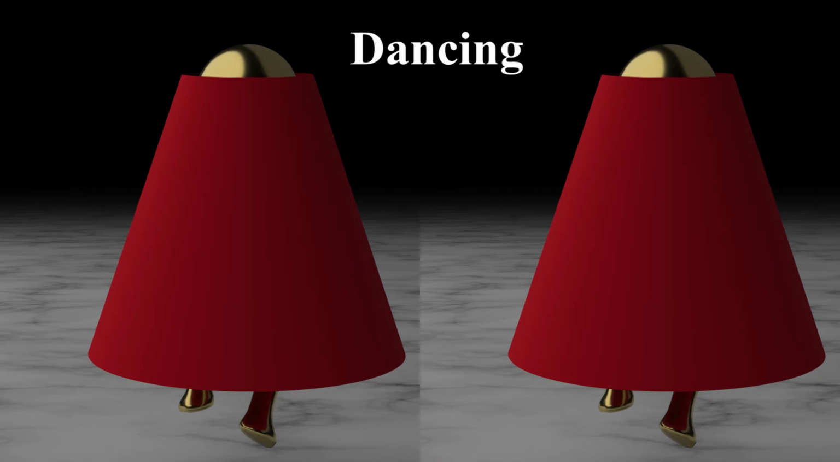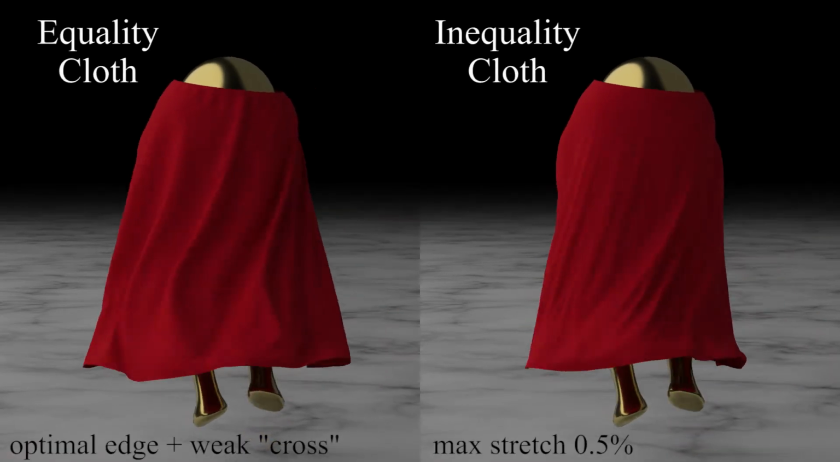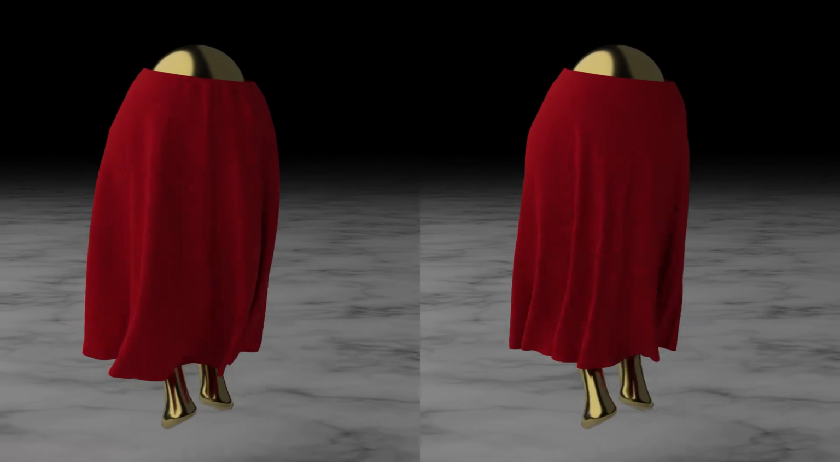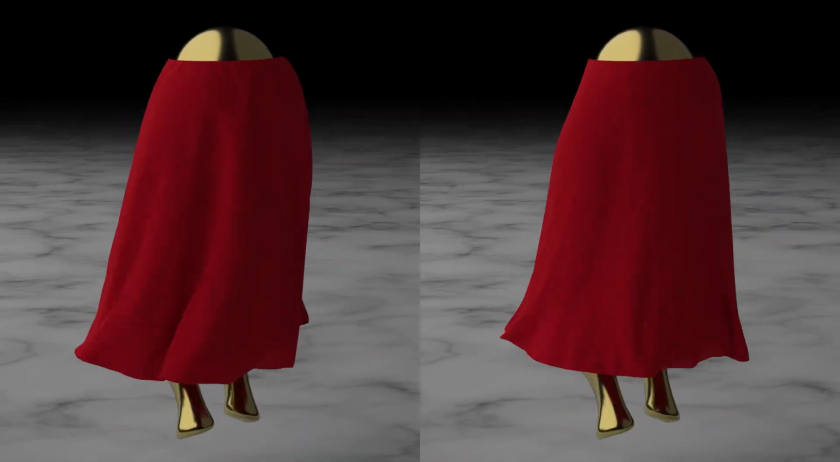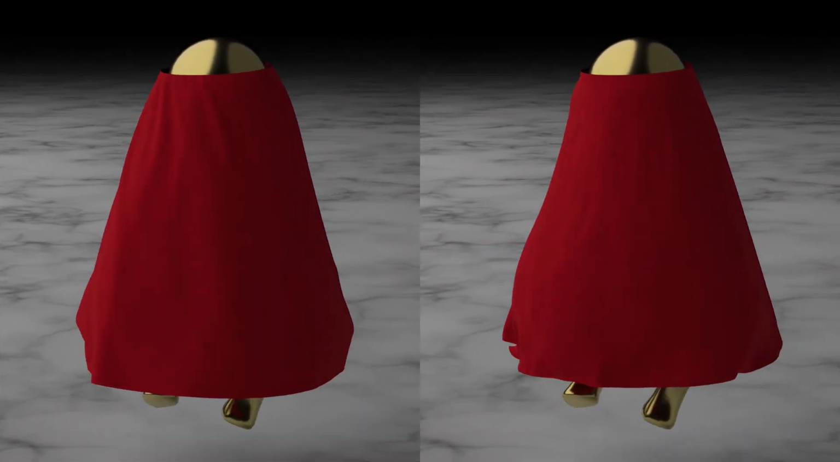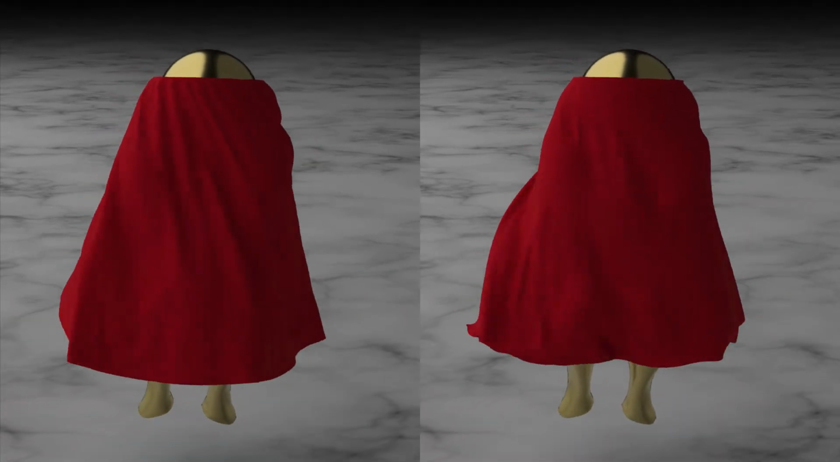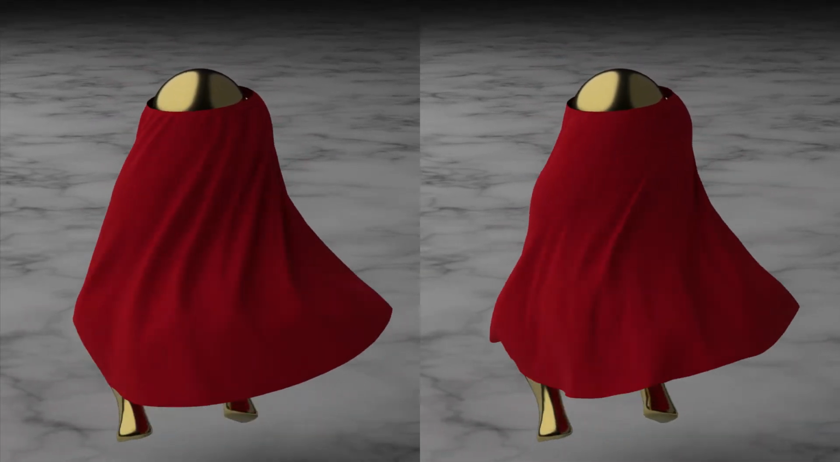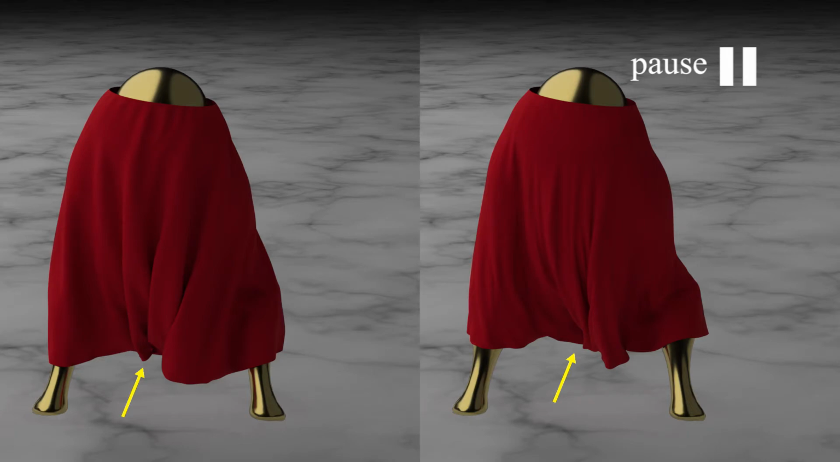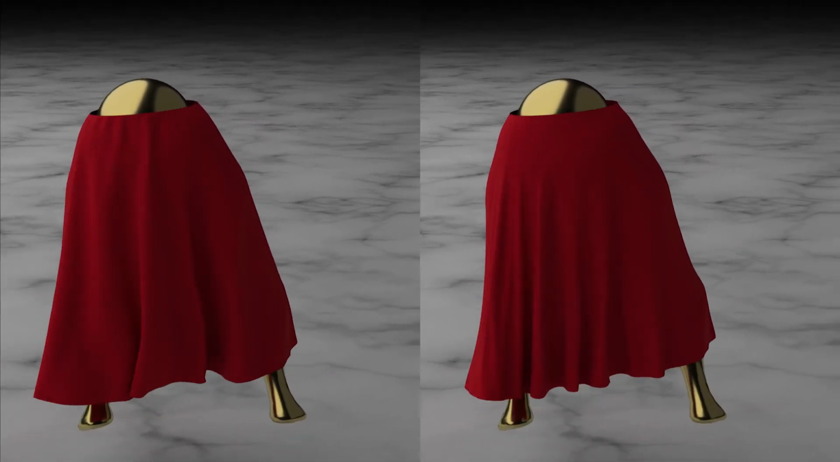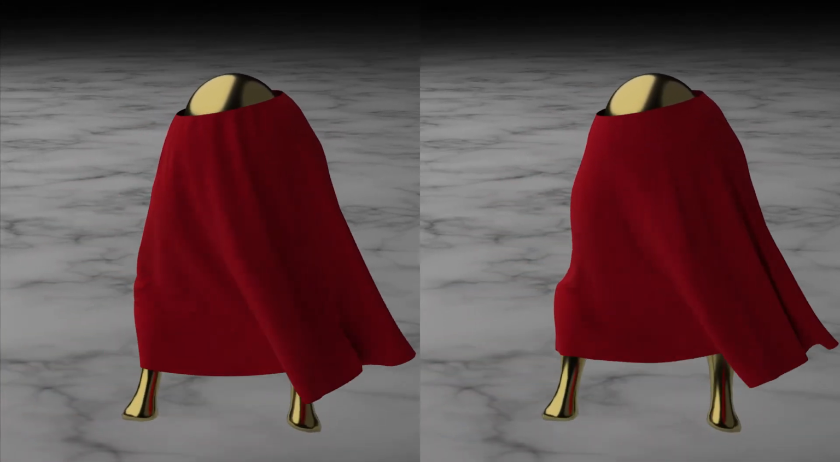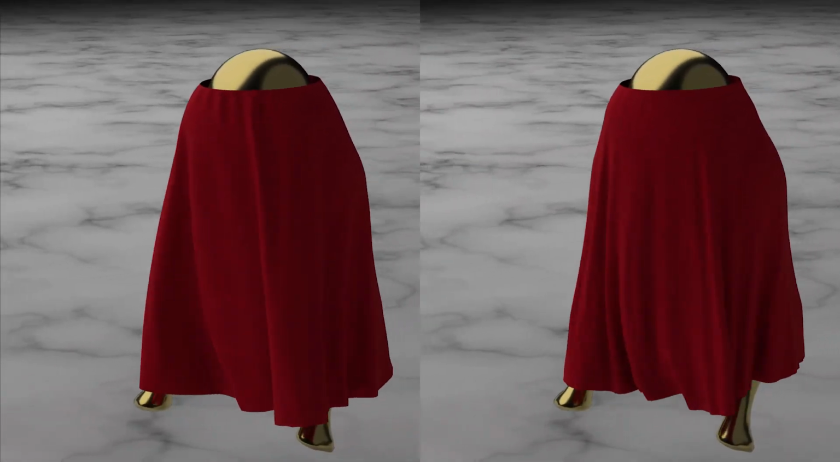Finally, we end our video with a beautiful dancing sequence. As in all previous examples, the same mesh is simulated with the equality cloth model and the inequality cloth model. In contrast to the lack of details and visible locking problems in even the best equality cloth skirt, our inequality cloth skirt displays rich patterns of folds and wrinkles and exhibits much more natural and smooth shape.